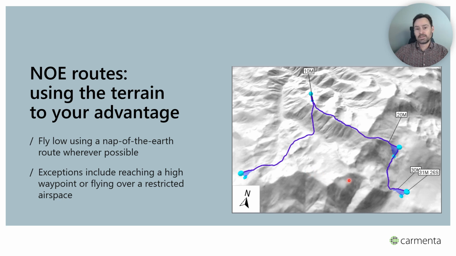Since aircraft flies slower when it has to climb or descend in our model, we can also see that the high ridge here is the fastest route for the middle leg, given the nap of the Earth flight is mandatory between the waypoints. But this is obviously not an ideal way to fly if you want to remain fully concealed.